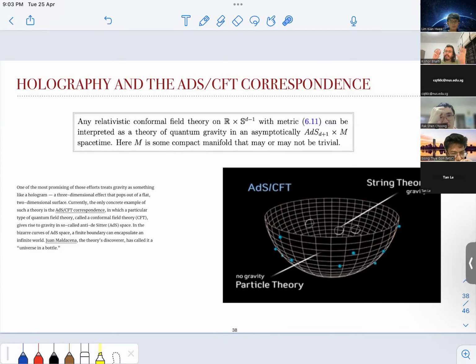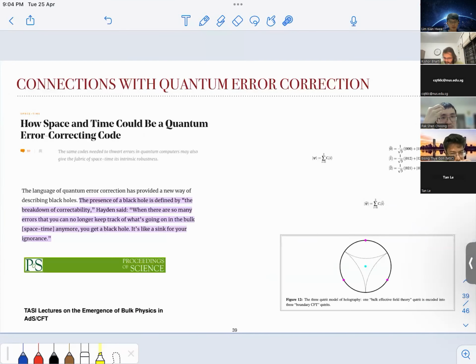So it's like a duality, but not the duality that we study in, I would say, linear programming or semi-definite programming. It's more like a dictionary which helps you understand physics from two different viewpoints. So you have the CFT and you have AdS, and Maldacena, who is the discoverer of it, calls it a universe in a bottle. That's the cylinder.